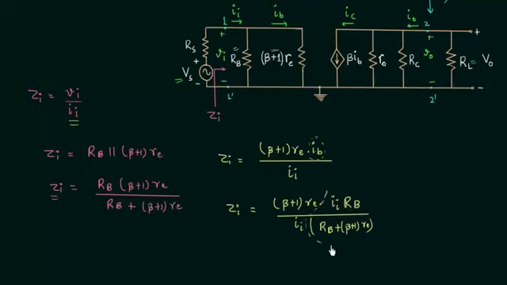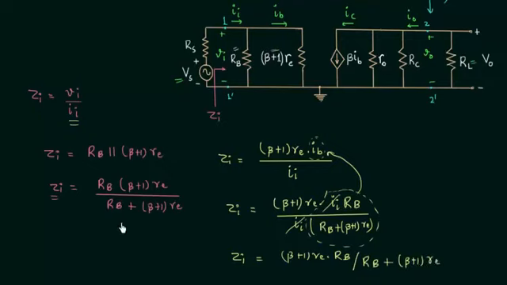This expression is the expression of base current Ib, and you can see in numerator and in denominator we have the input current, so it will be cancelled out, and Zi is equal to beta plus 1 Re multiplied with resistance Rb. In denominator we have resistance Rb plus beta plus 1 Re, which is similar to this result. So input impedance is equal to resistance Rb connected in parallel with beta plus 1 Re. So this is all for input impedance.